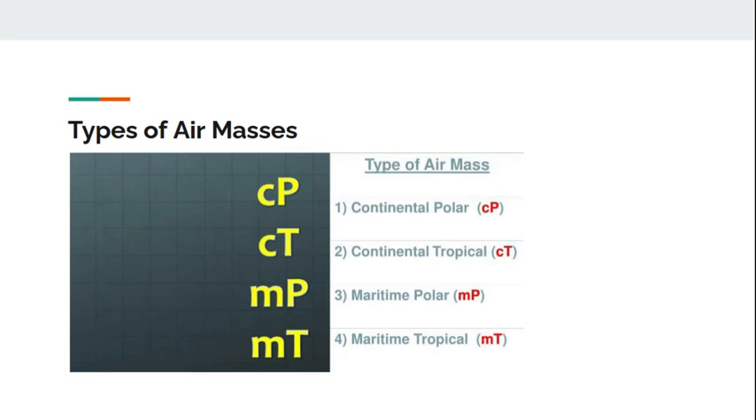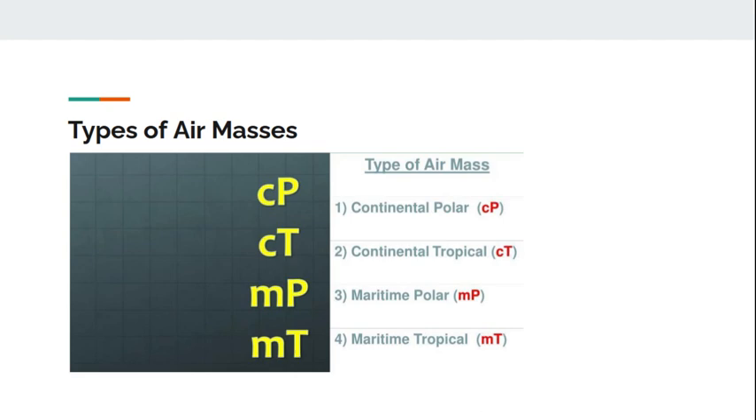The last of our maritime air masses and the last classification of all of our air masses is maritime tropical. Maritime tropical is formed over water, meaning it is going to have high humidity, high moisture, and it is formed close to the equator, so it's going to be warm. So we would describe maritime tropical air masses as high humidity and high temperature. These are noted by a lowercase m and a capital T.